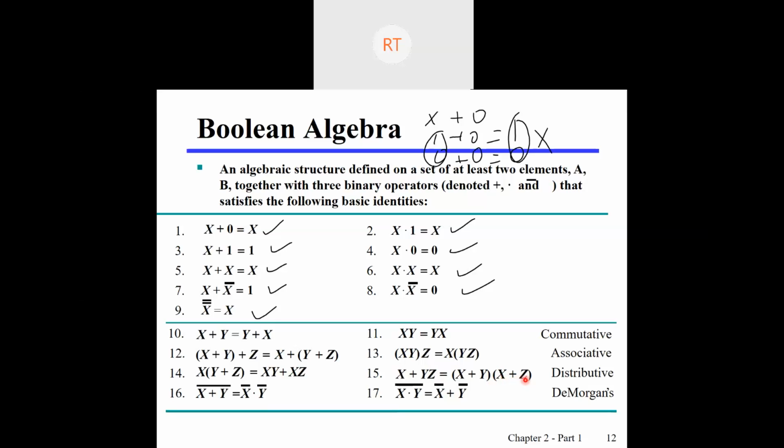This will be very useful when we are doing simplification. You will need this a lot. Okay? We move to this. This is called De Morgan's law.